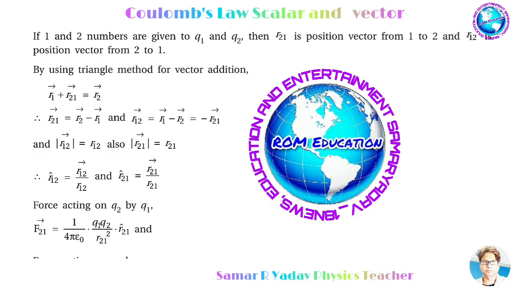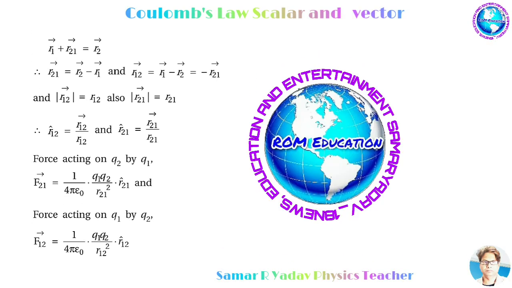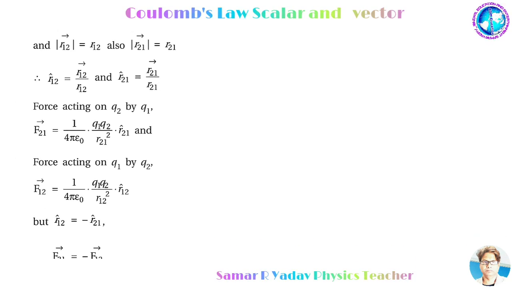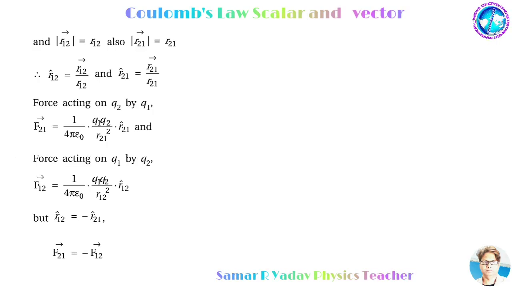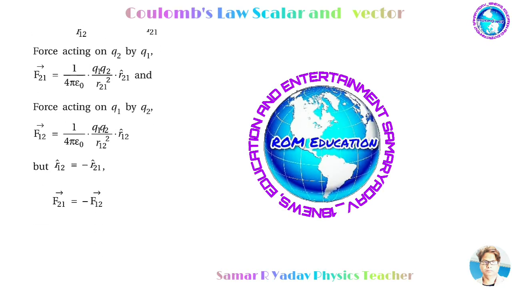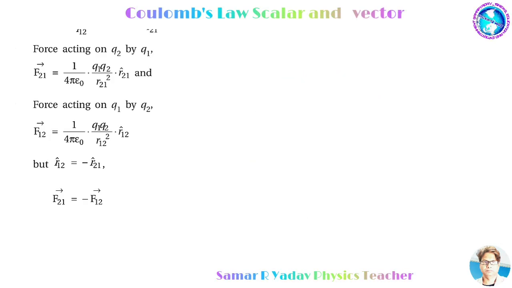Force acting on q2 by q1, vector F21 is equal to 1/(4πε0) × q1 q2/r21² × unit vector r21, and force acting on q1 by q2, vector F12 is equal to 1/(4πε0) × q1 q2/r12² × unit vector r12. But unit vector r12 is equal to minus unit vector r21, therefore vector F21 is equal to minus vector F12.